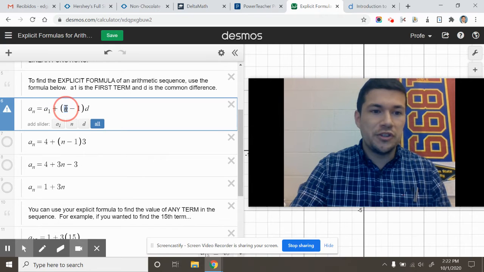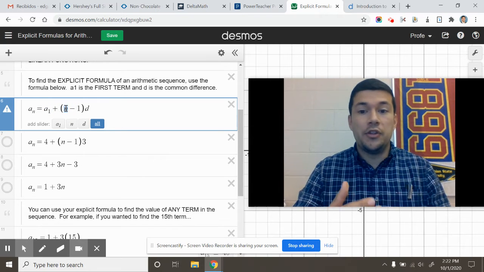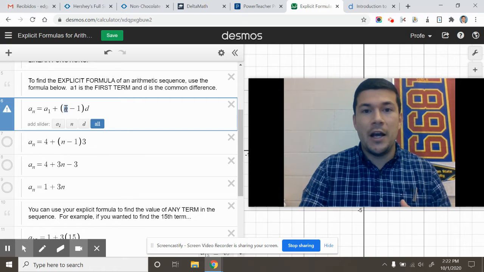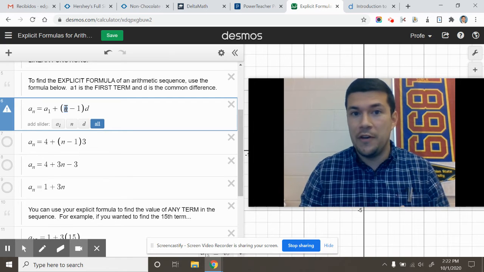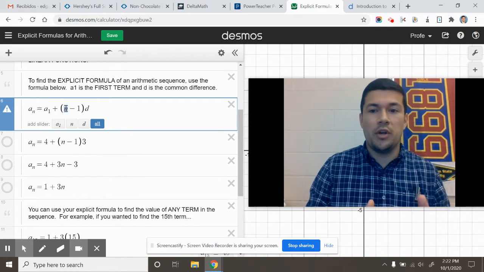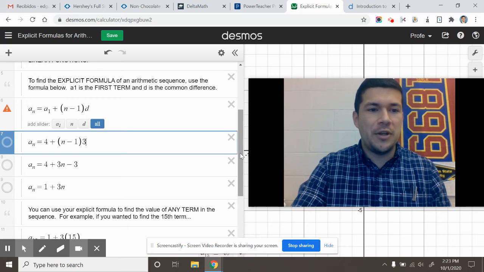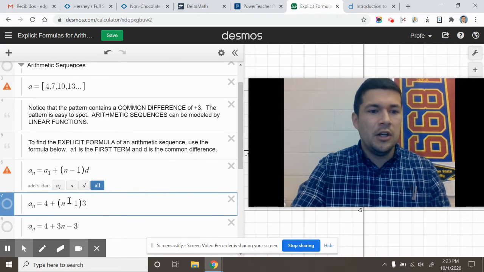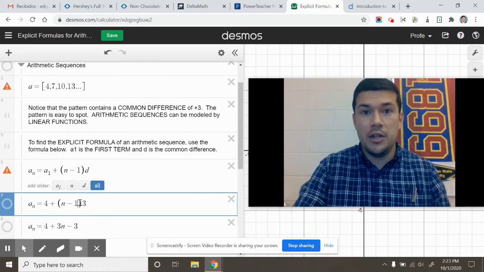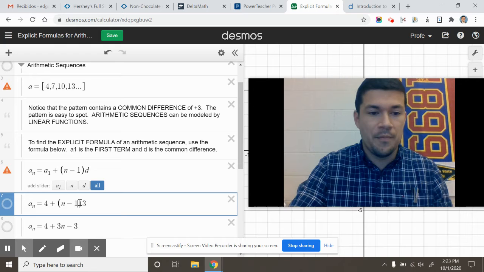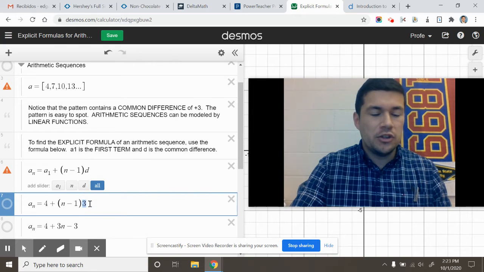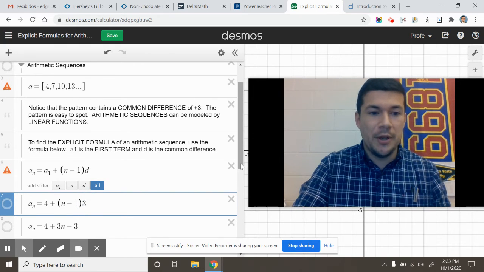N refers to a term number. For example, if n is 5, we're talking about the 5th term, or the 5th number. If n is 10, we're talking about the 10th number. And then there's d. D is the common difference. So I'm going to fill in all my information from the sequence that was given. My first term is 4, and then I'm going to keep it as n minus 1 because I'm trying to find the actual rule, the equation. And then my common difference is 3. So 4 plus n minus 1 times 3.